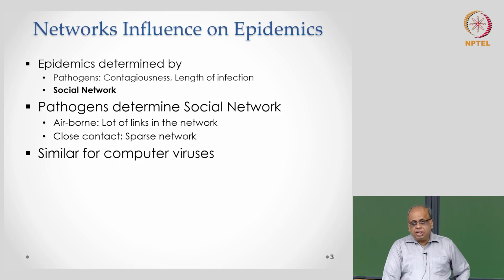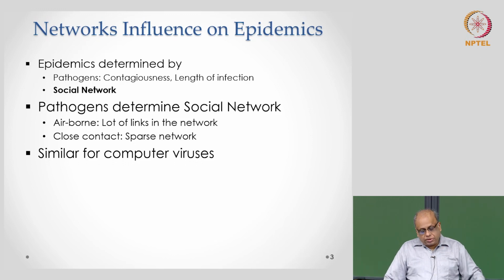So why are we studying it as part of network science or social network analysis? Because epidemics are determined not only by the pathogens. The pathogens are the ones spreading the disease, and they determine the contagiousness. Some pathogens may not be contagious; they may not pass from one person to the other. But some pathogens are contagious, as we saw in the case of the COVID-19 virus. Also the length of the infection matters. If your pathogen causes an infection of maybe only 2 or 3 days, that may not be very devastating.